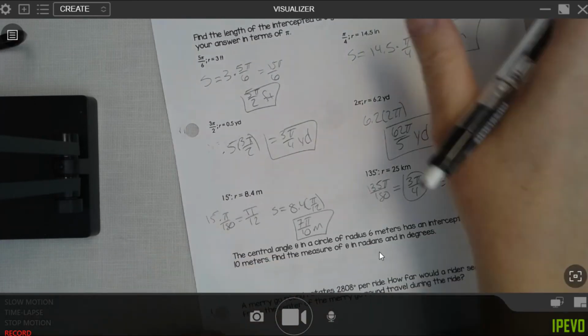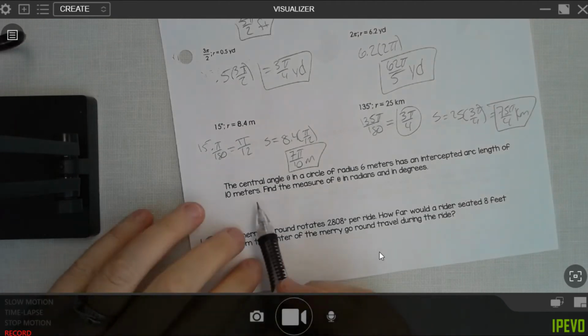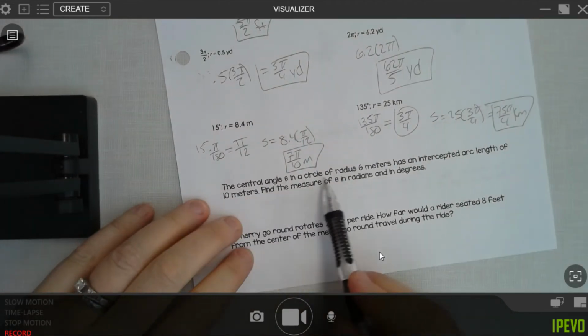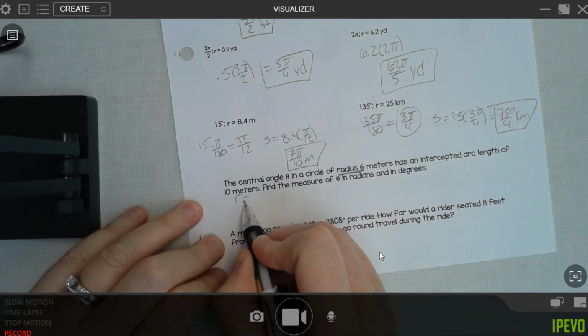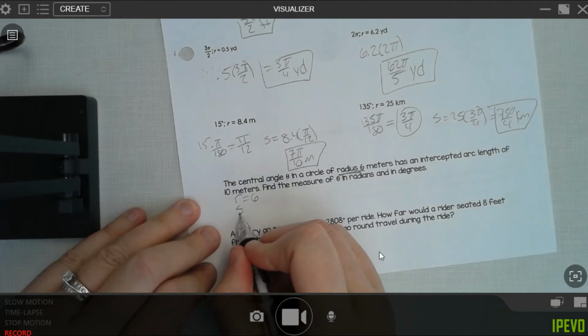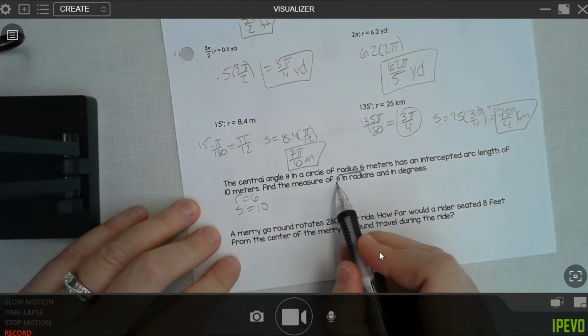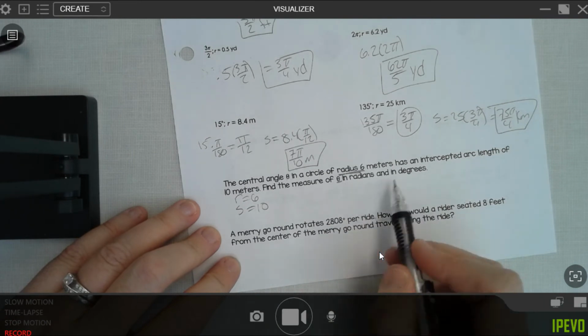Okay. So now some word problems. We're going to have to figure out what they're giving us, and we're going to solve for what's missing. So it tells us a central angle in a circle of radius 6. So my r is 6. I'm going to write that down. R equals 6. Has an intercepted arc length of 10 meters. So that tells me my S is 10. Find the measure of the angle in radians and degrees.